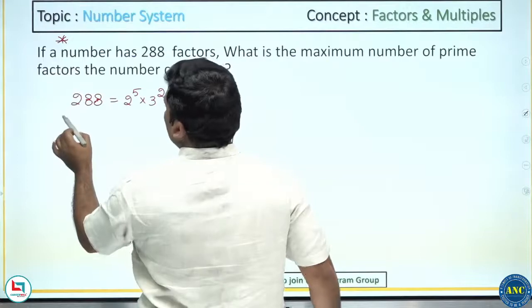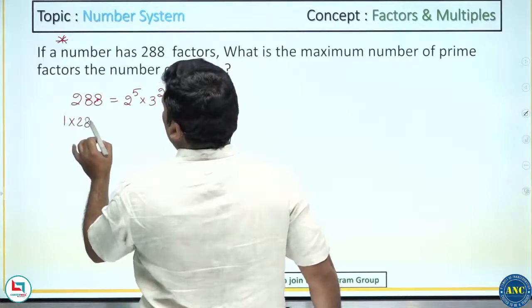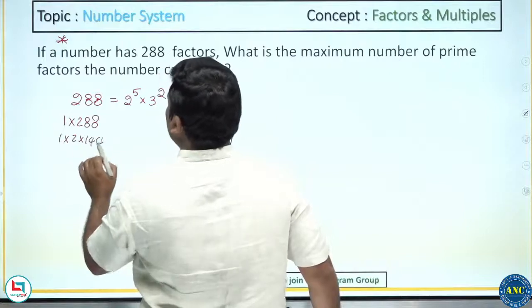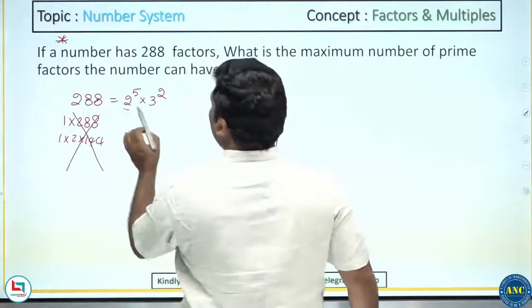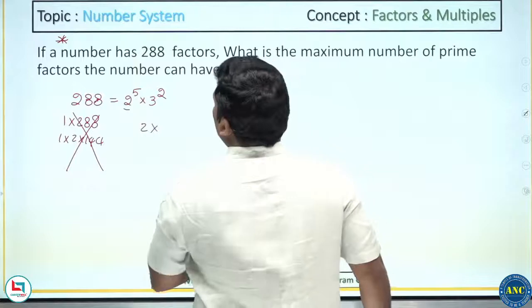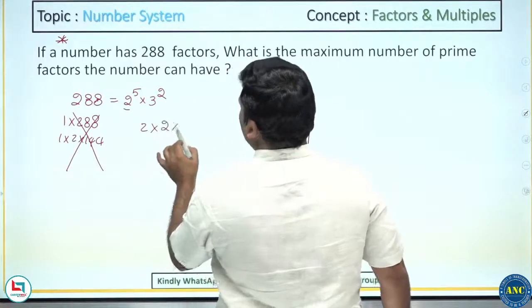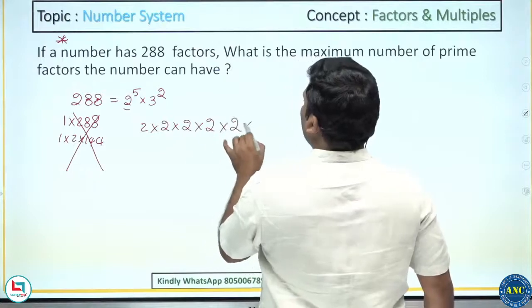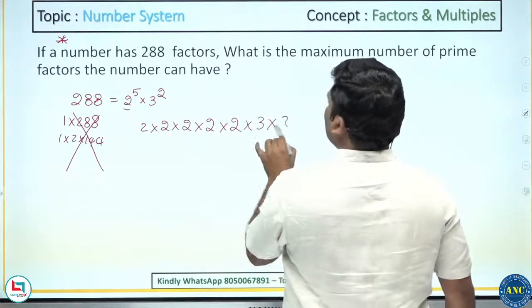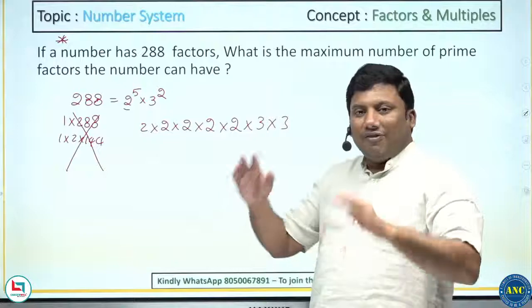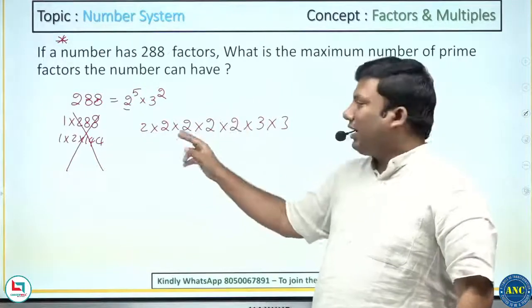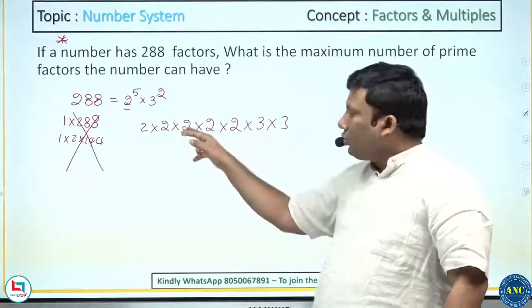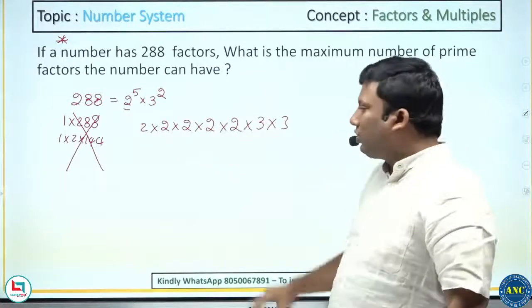Maximum I require. So instead of writing it as 1 into 288, 1 into 2 into 144, which is a very long method, take 2 power 5. Can I write it like this? 2 into 2 into 2 into 2 into 2, and 3 power 2 is 3 into 3. What is the lowest possible case where every element is a prime number?